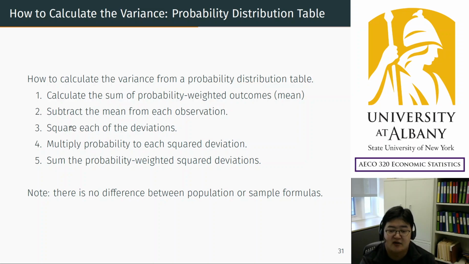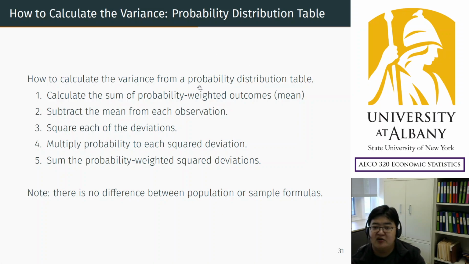There is not a big problem, not much difficulty in any step. Just be careful. And by the way, in this case, when the probability is given, there is no difference between population and sample formulas because there is nothing like dividing by n. That is already reflected in the probability.